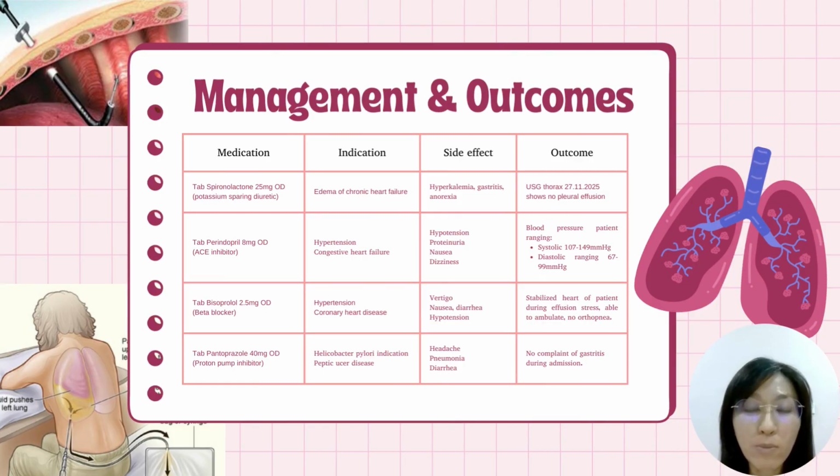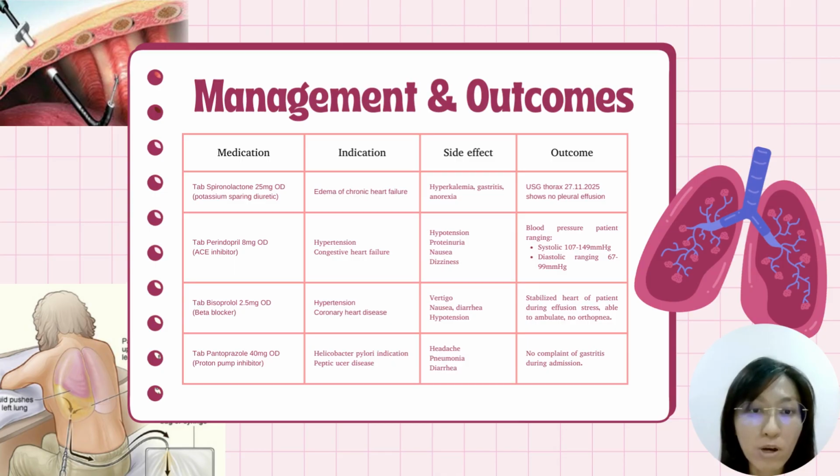Move on to tablet perindopril 8 mg once a day and tablet bisoprolol 2.5 mg once a day. Both of these medications are antihypertensive, however, they are used in patients with congestive heart failure. Perindopril is an ACE inhibitor used to reduce the blood pressure. It can reduce vasoconstriction. So here we can see that the blood pressure of the patient during her hospitalization ranged systolic 107 to 149 mmHg, diastolic 67 to 99 mmHg.